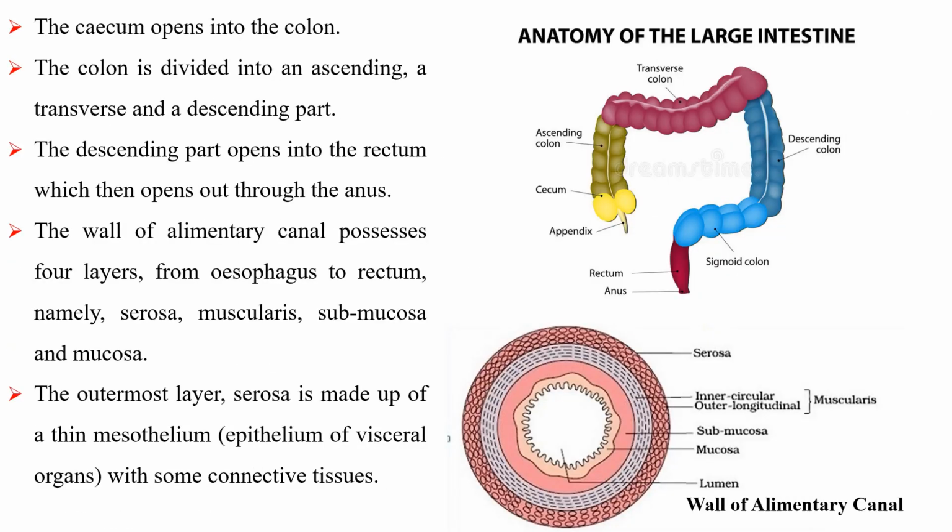The cecum opens into the colon. The colon is divided into an ascending, a transverse, and a descending part. The descending part opens into the rectum, which then opens out through the anus. The wall of the alimentary canal possesses four layers from esophagus to rectum, namely serosa, muscularis, submucosa, and mucosa. The outermost layer, serosa, is made up of a thin mesothelium with some connective tissue.